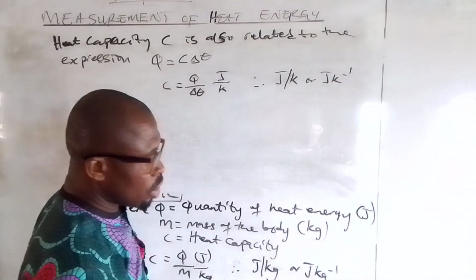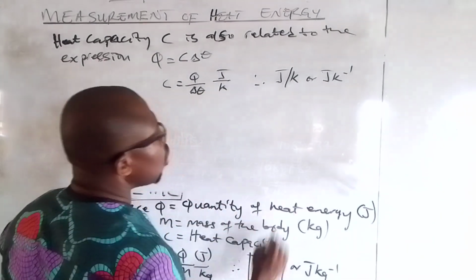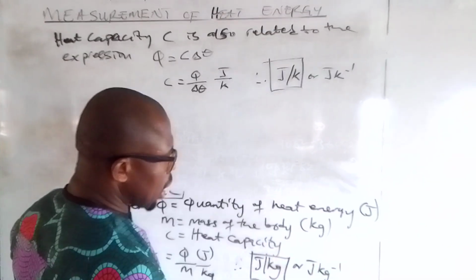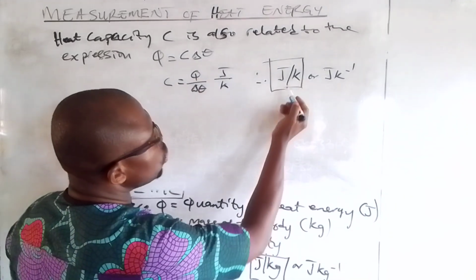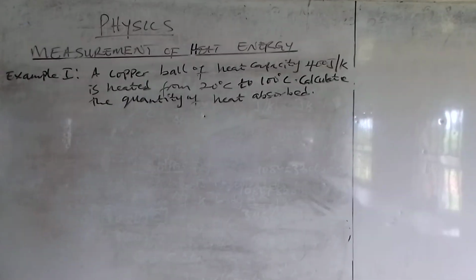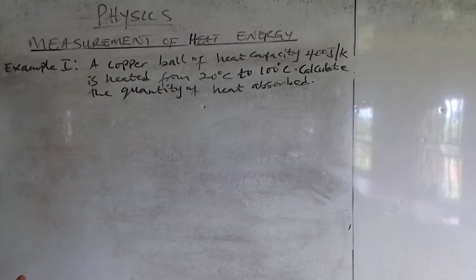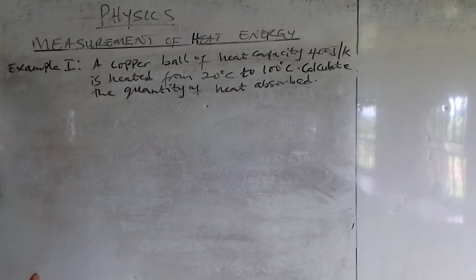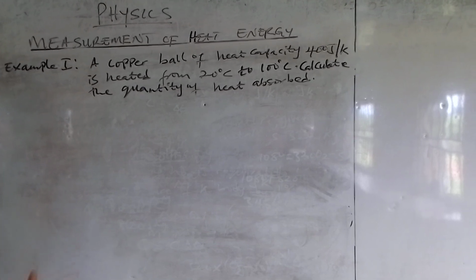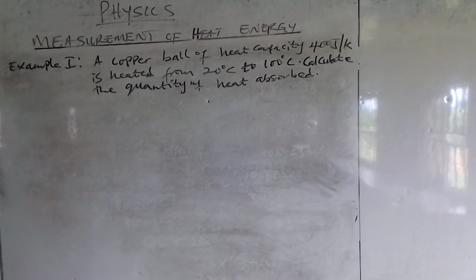In other words, we have two SI units for heat capacity depending on the parameter given. So most times we can have it as joule per kg or joule per Kelvin. Okay. Example, a copper ball of heat capacity 400 joules per Kelvin is heated from 20 degrees Celsius to 100 degrees Celsius. Calculate the quantity of heat absorbed.